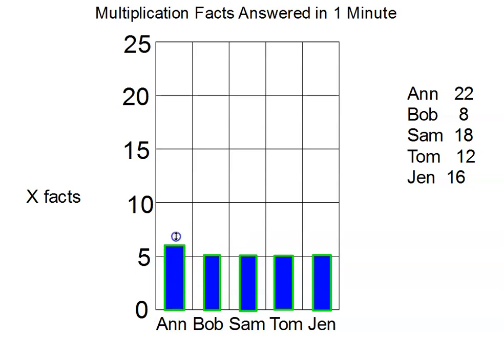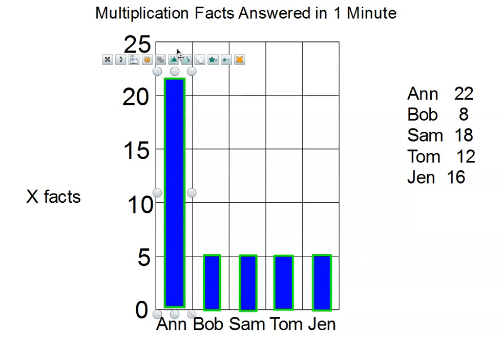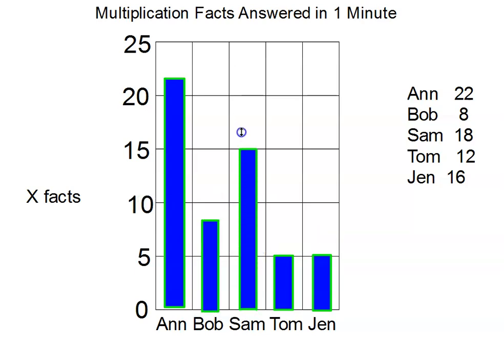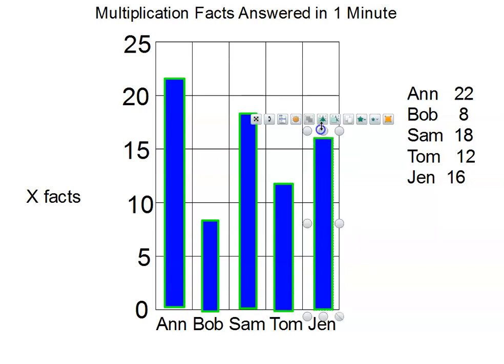So, since I have the rectangles on here for you, all you have to do is click on it. I want to go up to 22, so there's 10, 15, 20, 21, 22, a little bit less than halfway. Let's go to Bob, he's 8, we're already at 5, got up 6, 7, about there 8. Sam is 18, so we're going past 15, 16, 17, about 18 there. Tom would be 12. Bring him up somewhere in that range. And Jen would be 16. She's going to be just a little bit over 15.